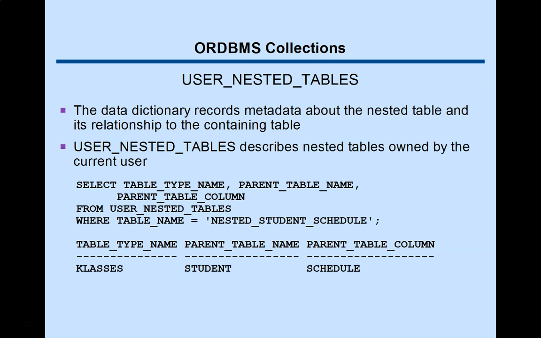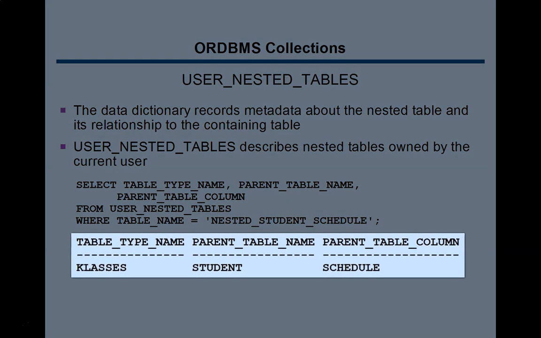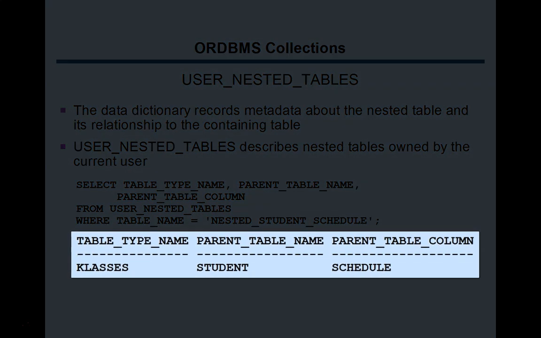We can examine another data dictionary view called user nested tables. This contains information about the nested table and its relationship to the containing or parent table. In this query, we are identifying the name of the nested table, but also the parent table which contains it, and also within that table, the column. So we see that classes is contained within a table called student, specifically within a column called schedule.